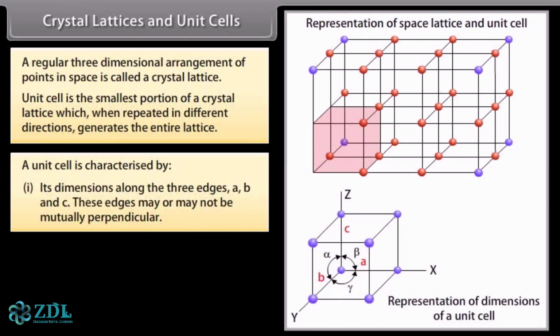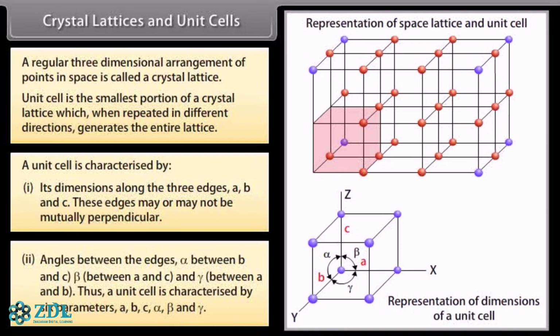Its dimensions along the 3 edges A, B, and C. These edges may or may not be mutually perpendicular. 2. Angles between the edges: alpha between B and C, beta between A and C, and gamma between A and B. Thus, a unit cell is characterized by 6 parameters: A, B, C, alpha, beta, and gamma.